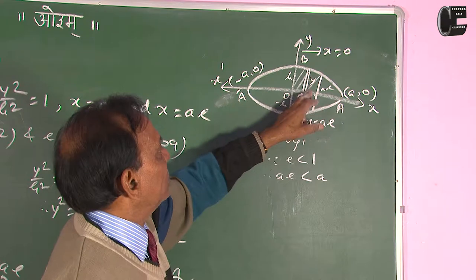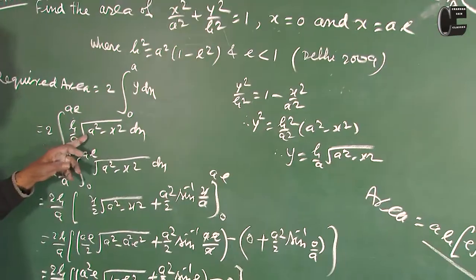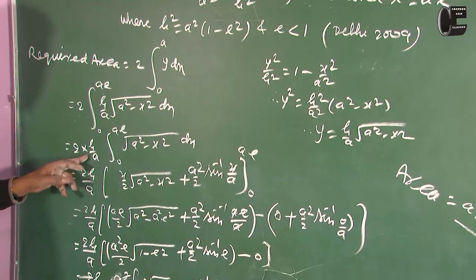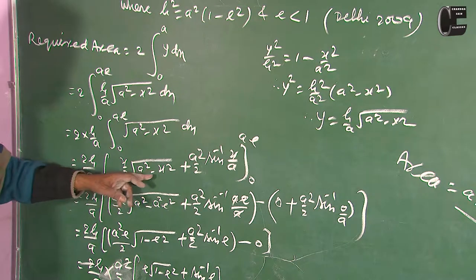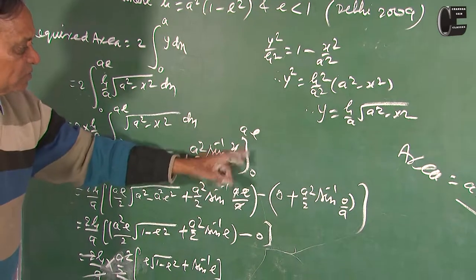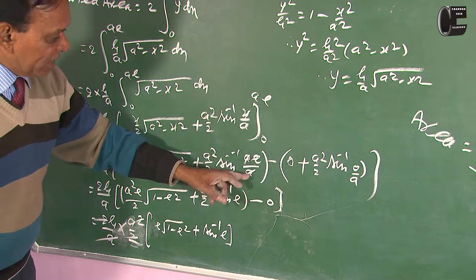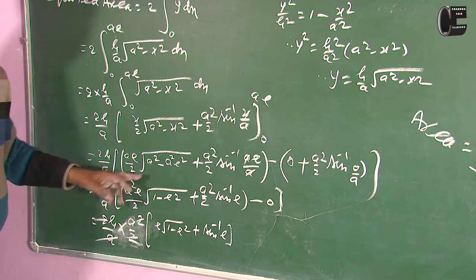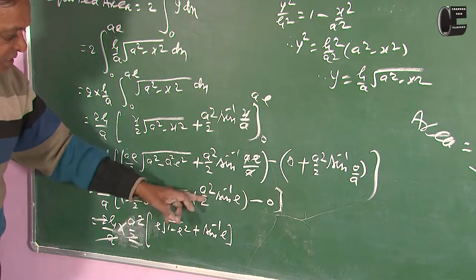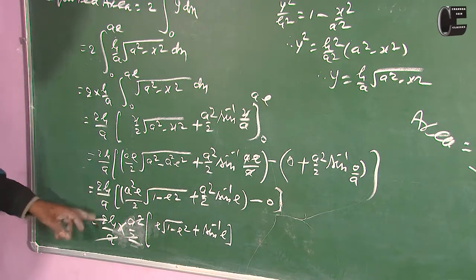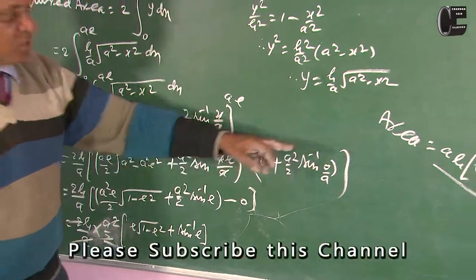By symmetry, this area is equal to this area. Therefore, for finding this area, 2y into dx, put here b by a under root a square minus x square into dx, b by a constant taken out, 0 to ae under root a square minus x square. Yes, its integration will be x by 2 under root a square minus x square plus a square by 2 sine inverse x by a, 0 to ae. Put the upper limit, ae by 2 under root a square minus a square e square plus a square by 2 sine inverse ae by a cancelled. This will be a square by 2 sine inverse e. A square taken out, a into a square e by 2 under root 1 minus e square, plus a square by 2 sine inverse e. A square by 2 taken out, 2b by a into a square by 2. 2 will be cancelled, a cancelled, therefore this will be ab into e under root 1 minus e square plus sine inverse e. This is your answer.